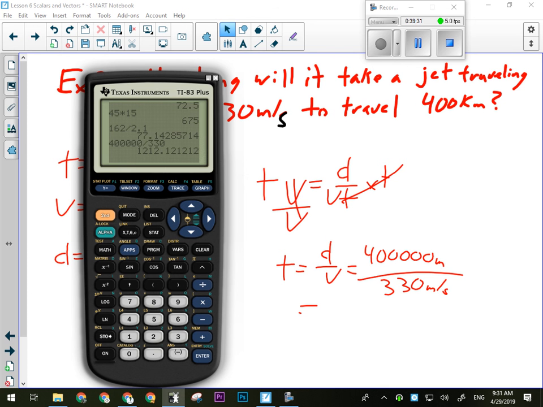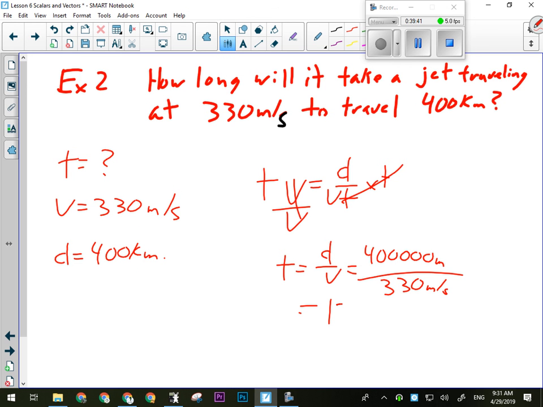All right, so we are looking at 1,212 seconds for it to do that. Now again, the ones that are only involving scalar quantities are fairly straightforward. They're not going to involve too much taxing math or anything like that.